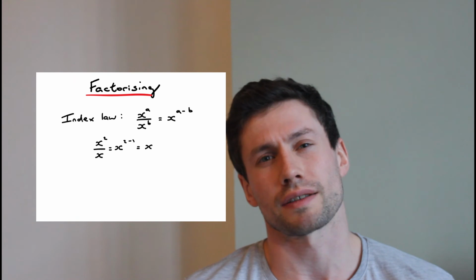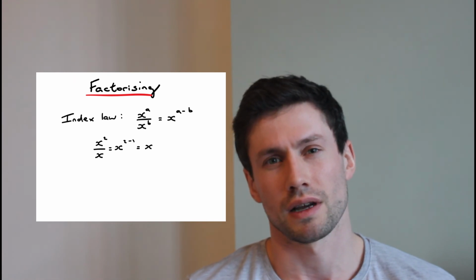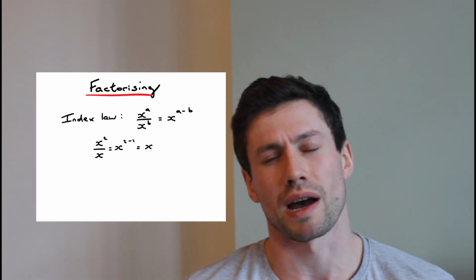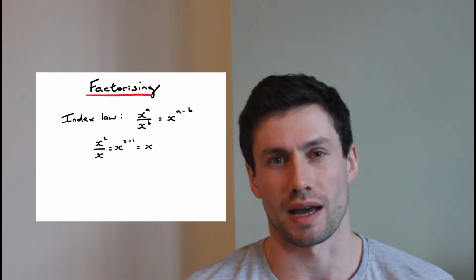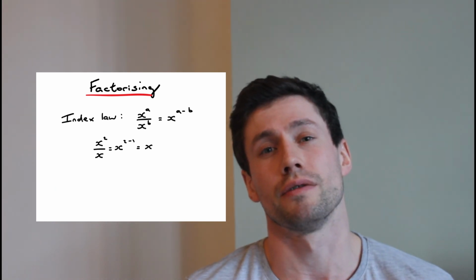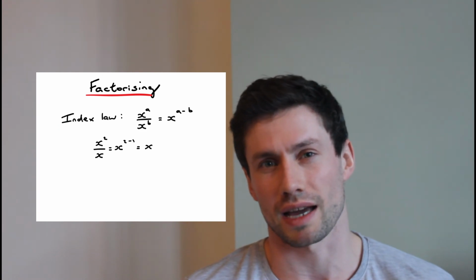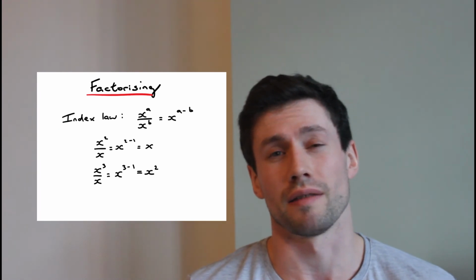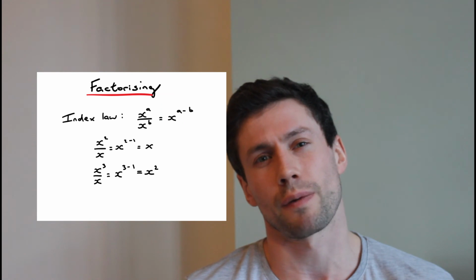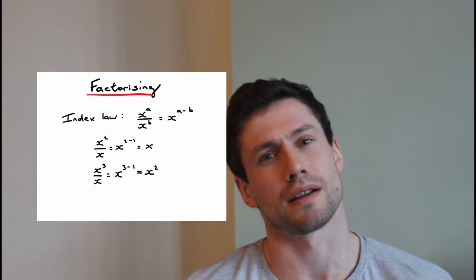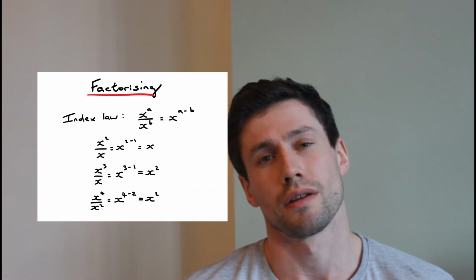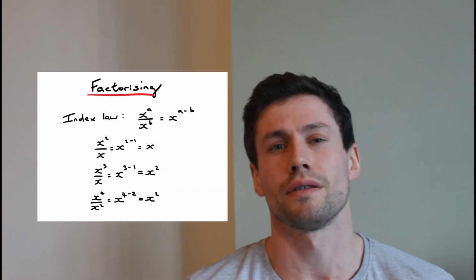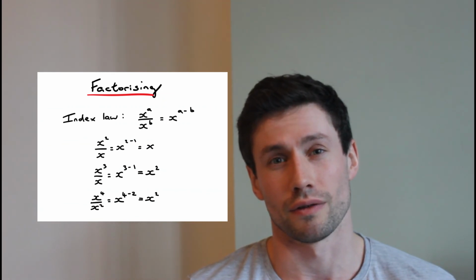Let's start off with x squared divided by x. Well, x is really just x to the power of 1. There's just one x. So when we do x squared divided by x, this is x to the power of 2 minus 1, which is just x. x cubed divided by x would be x to the power of 3 minus 1, which is x squared. And x to the power of 4 divided by x to the power of 2 would be x to the power of 4 minus 2, which is x to the power of 2, or x squared.